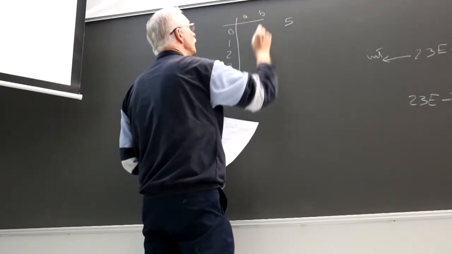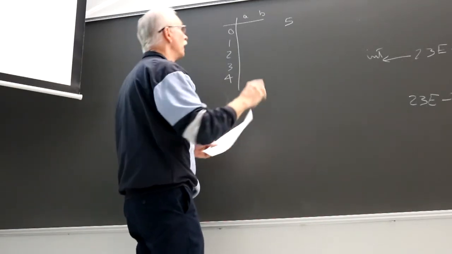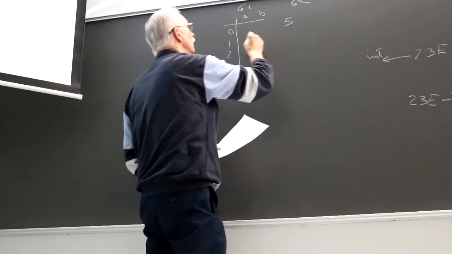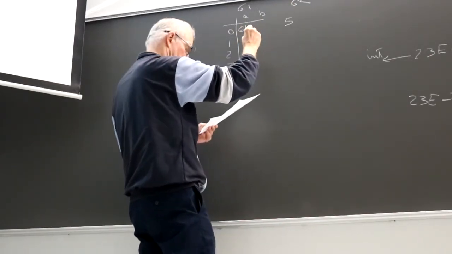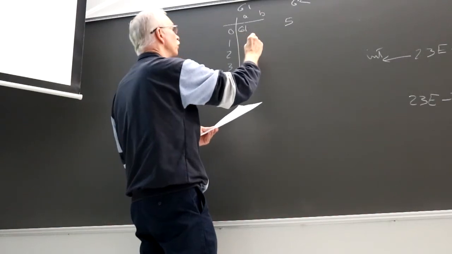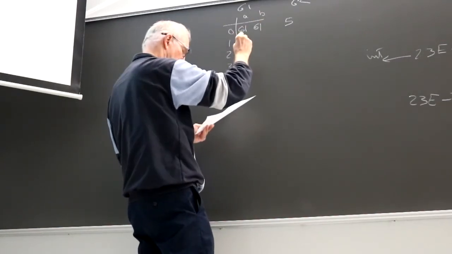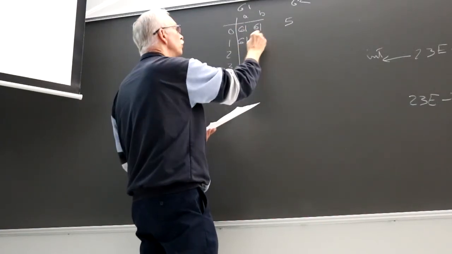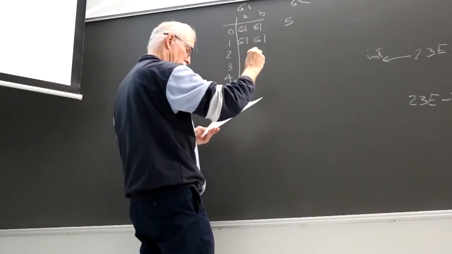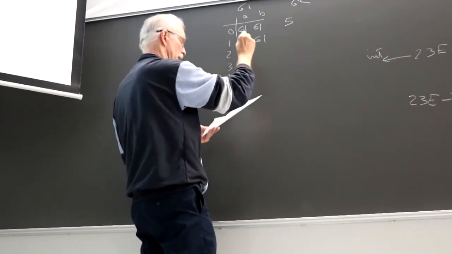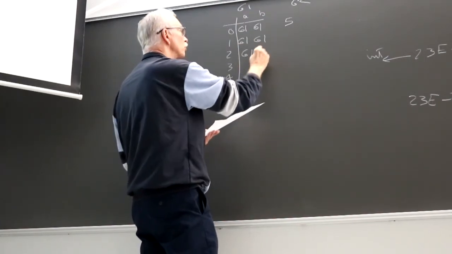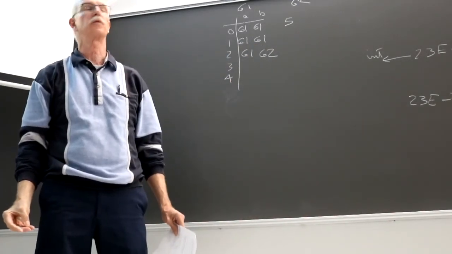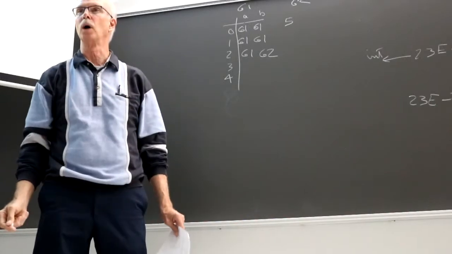We've got A and B. So 0 on A goes to 1, who is group 1. This is group 2. 0 on B goes to 3, group 1. 1 on A goes to 1, group 1. 1 on B goes to 2, group 1. 2 on A goes to 2, group 1. 2 on B goes to group 2. So 2 is guaranteed a different state than 0 or 1.